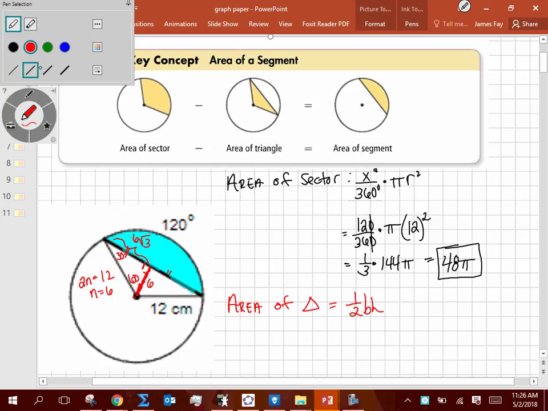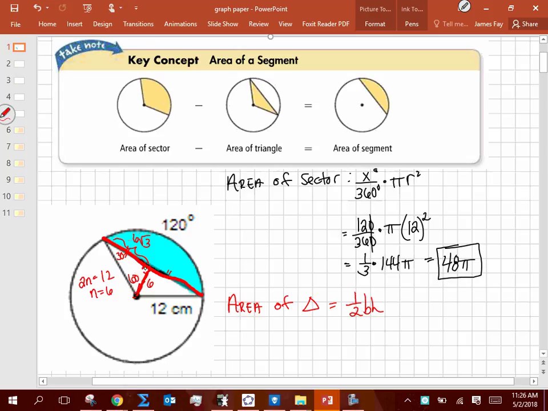So if that's the case, how big is that segment right there? 12 radical 3. And that's your B, right? So H is 6, and B is 12 radical 3. Multiplying that out, you should get 36 radical 3. And that's the area of your triangle.